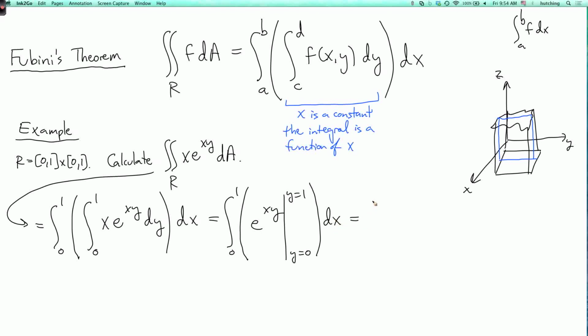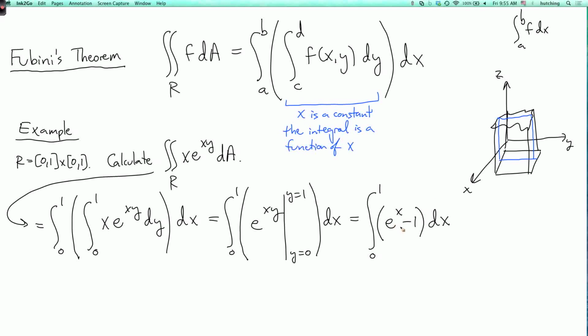Okay, so now let's evaluate this. At y equals 1, we have e to the x, and at y equals 0, we have 1. So now our inner integral is e to the x minus 1. That's what we got from integrating over y, and it depends on what x is. We treated x as a constant in here, but the answer we got does depend on what that constant was, and it's e to the x minus 1.